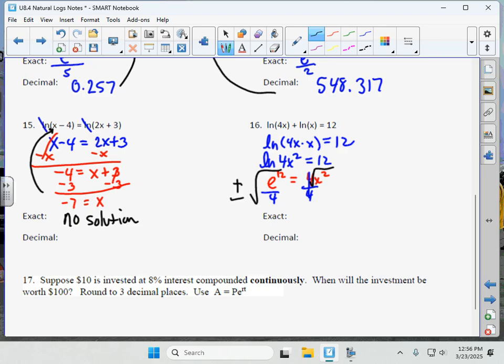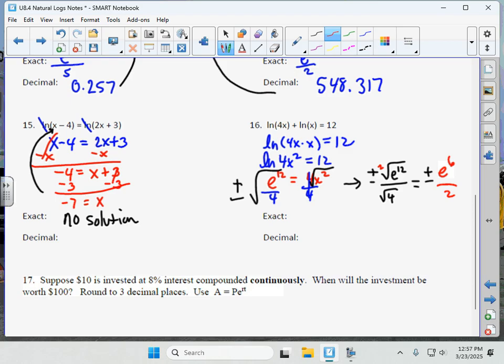Now we can simplify this. Okay, so again, this is plus or minus square root of e to the 12th over square root of 4. Just broke up the radical. So with the square root of e to the 12th, remember the index is 2 for the radical, and you can divide 2 into 12 6 times. So that's e to the 6th on top. On the bottom, the square root of 4, that's just 2. All right, so we have plus or minus e to the 6th over 2.